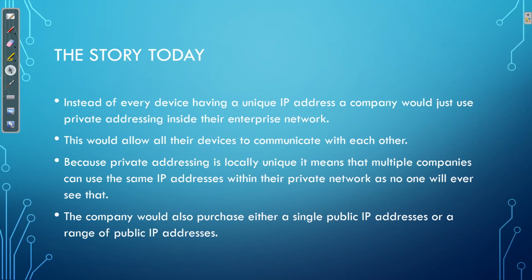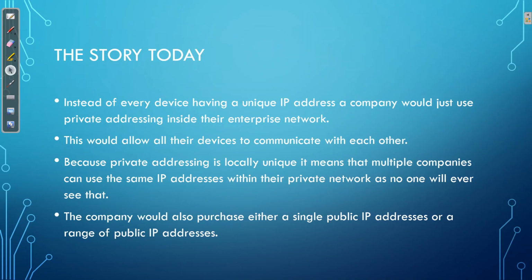So instead of every device having a unique IP address, like how it was originally planned to work, a company would just use private addressing inside the enterprise network. So that means company X, my company, I would just pick one of the private networks, either Class A, B, or C, and I would use those IP addresses to give my devices inside my network an IP address. Company Z may do the same thing.